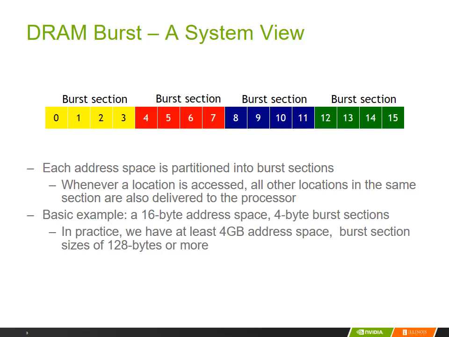In practice, we will have very large address space. In most of the PCs today, there is usually around 4 gigabytes or more of DRAM in the system. So the physical address space for all these DRAM locations will have at least 4 gigabytes. And the burst section sizes are usually 128 bytes or more. However, the concept is the same. It's just that the sizes are much bigger than our toy example.